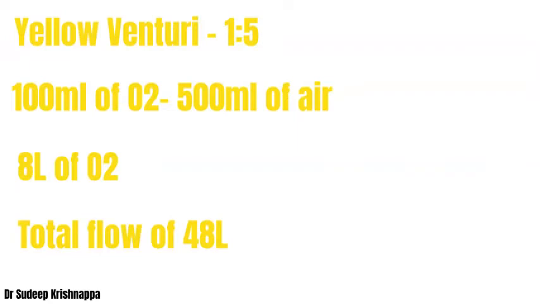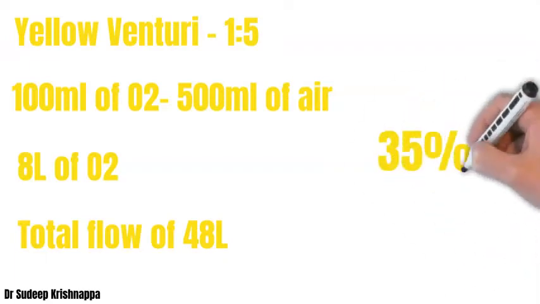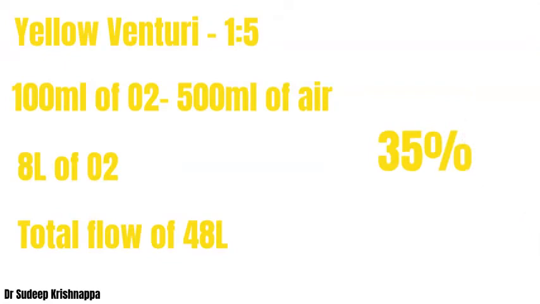So if you look at the mixture of 100 ml of oxygen and 500 ml of air, which is the entrainment ratio, which has a total volume of 600 ml, of which 100 ml of oxygen gives 100 ml of oxygen. The 500 ml of room air would have another 100 ml of oxygen. Together, about 200 ml of oxygen in a total volume of 600 ml, which translates to an FiO2 of 35.